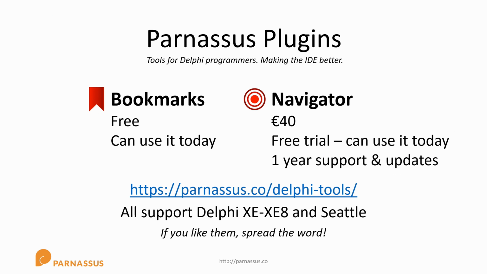So those are the two currently available Parnassus plugins. Bookmarks, which is free, and Navigator, which is only €40.